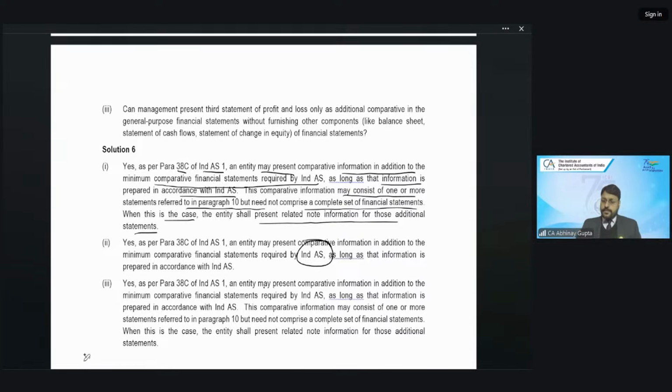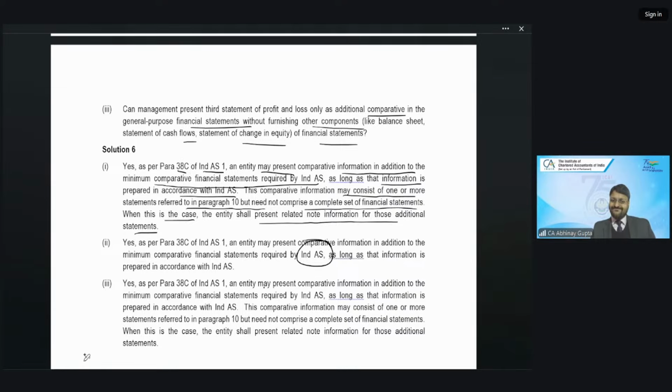Third one: can the management present the third statement of P&L only as an additional comparative in the general purpose financial statements without furnishing other components like the balance sheet, statement of cash flow, or statement of changes in equity? Yes. It is not mandatory that if you are showcasing only P&L as an additional, then you have to present the balance sheet and the statement of changes in equity or the cash flow as well. It is all at your wish for which statement you want to add a third column, if it is a voluntary presentation. Clear?